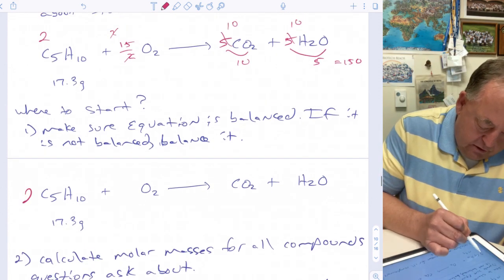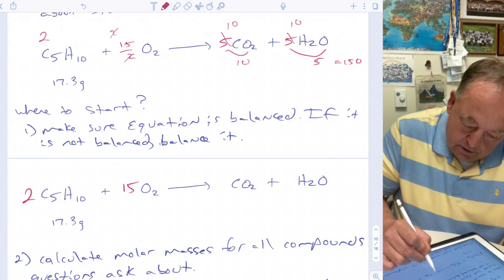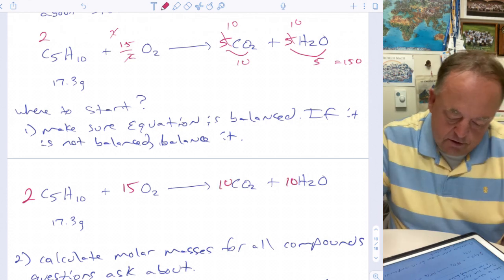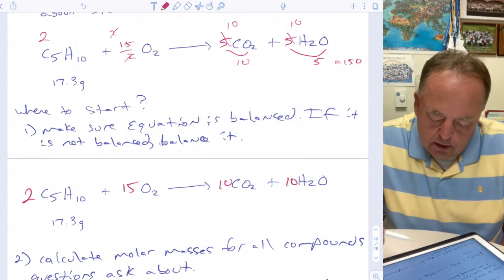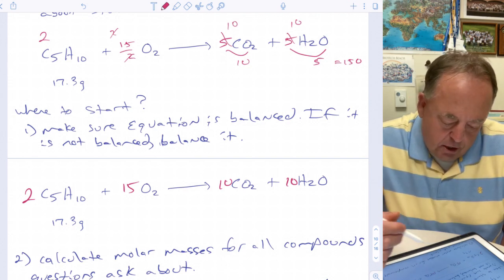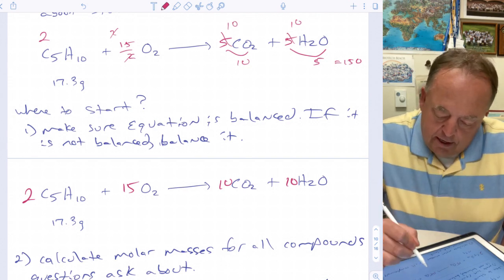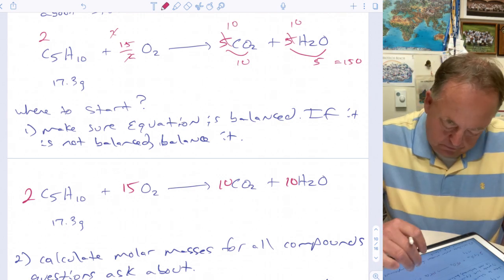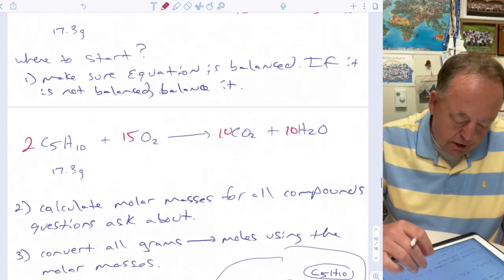So 2 of these, 15 of those, 10 of these, and 10 of these. So that gives us 10 carbons on the left, 10 on the right, 20 hydrogens on the left, 20 on the right, 30 oxygens on the left, and 30 oxygens on the right. Okay, so first we balance the equation.